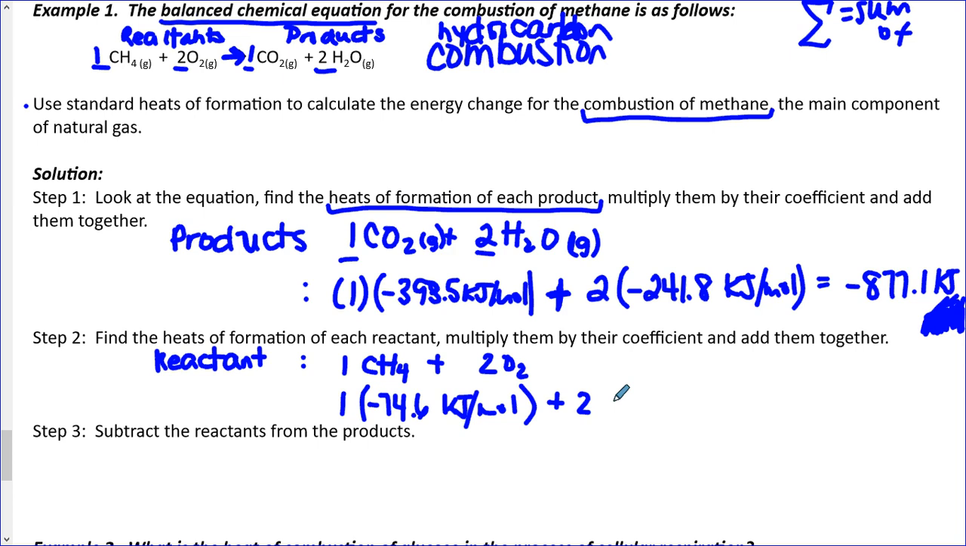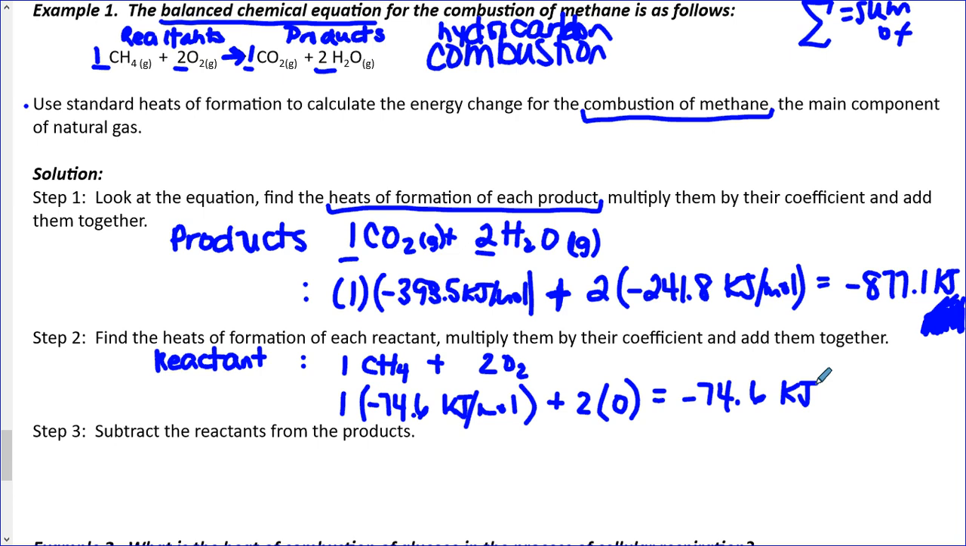And 2 oxygen. So if you look in your chart, you're trying to find oxygen. It's not in there because it's on its own. An element always has a heat of formation equal to 0. So plus 2 times 0 gets us negative 74.6 kilojoules.